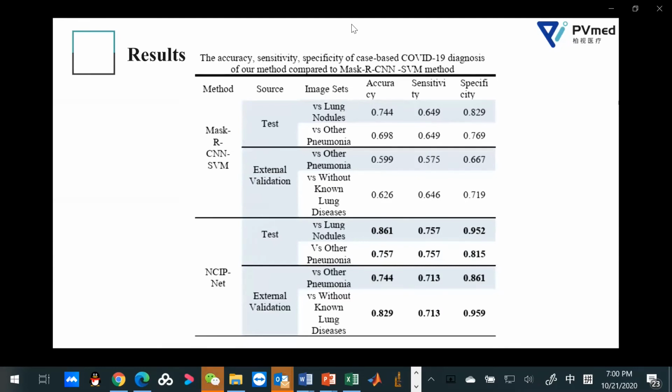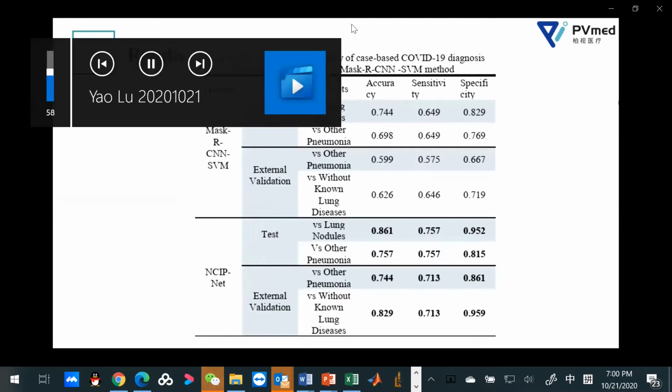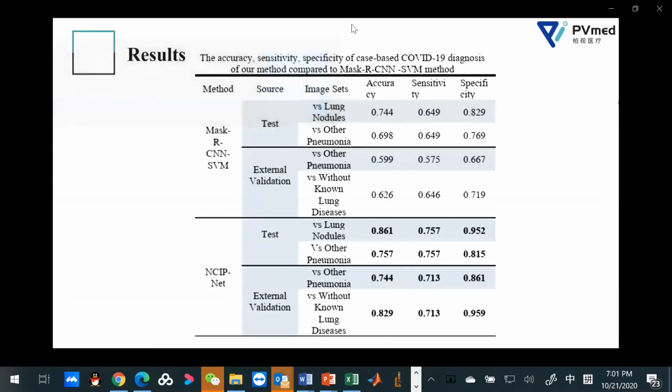As the results show, the overall accuracy of NCIP compared to other cases in test and external validation sets of NCIP-Net were 0.757 and 0.744. Here you can see that they were significantly superior to the baseline method, the Mask RCNN.